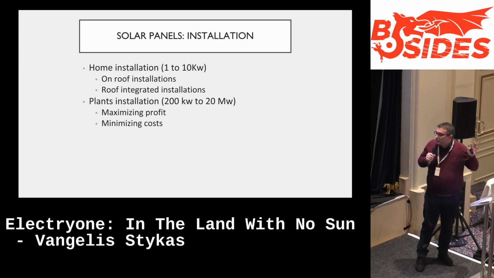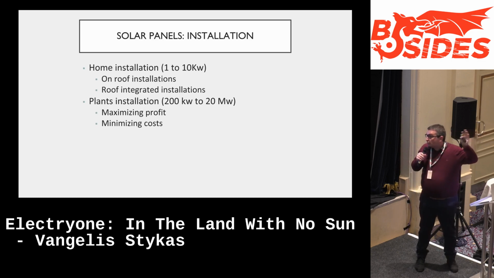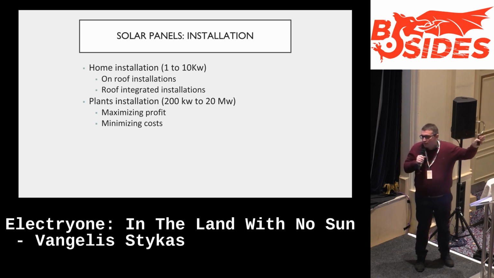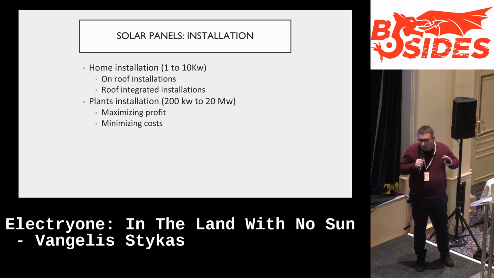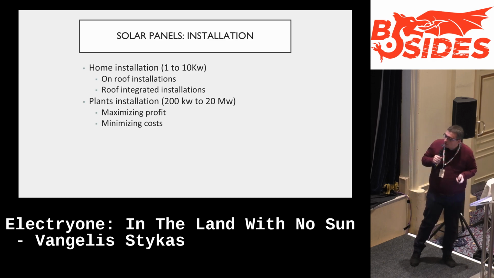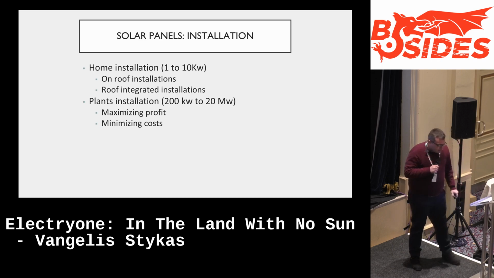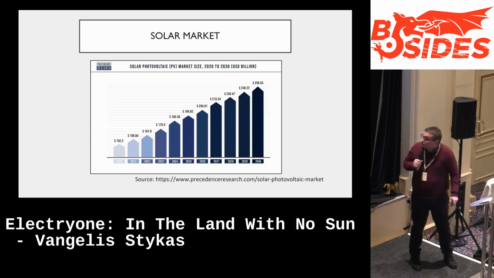Where do we install them? It's the home installation, which you see on the rooftops. It's on-roof or roof-integrated installation, and it's usually from 1 to 10 kilowatts. This is usually directly connected to the house so that it can be off-grid or throw the power to the grid. And the plant installation, which is from 200 kilowatts to 20 megawatts, as we can see a lot of things, usually in the States and in Vegas, where their plan is to maximize the profit and minimize the cost. We can see why I took a look at there.